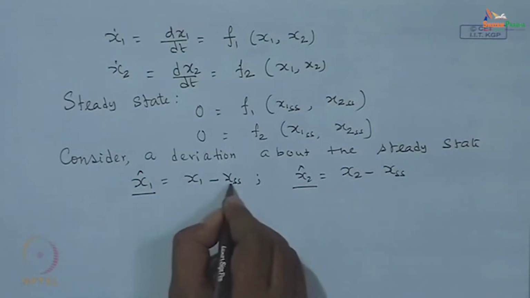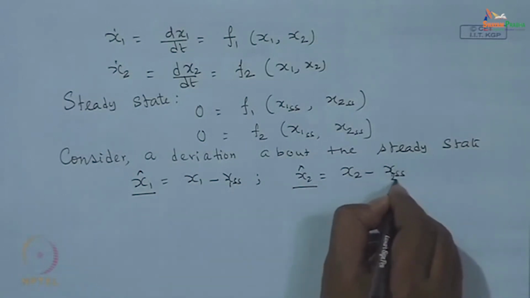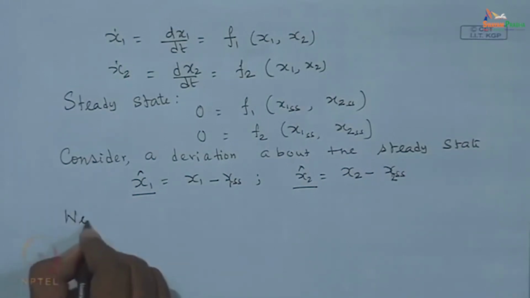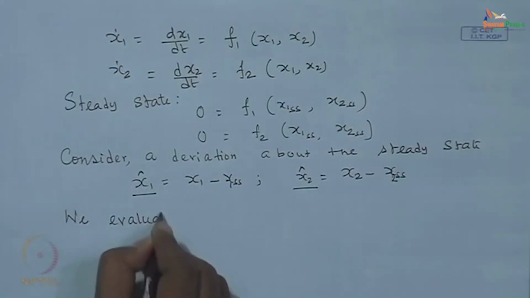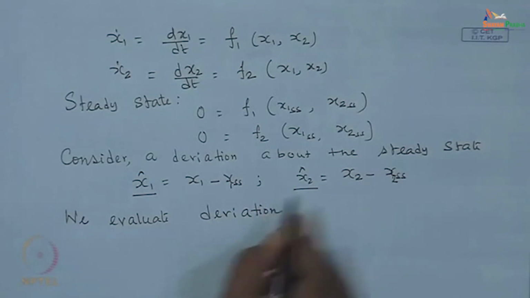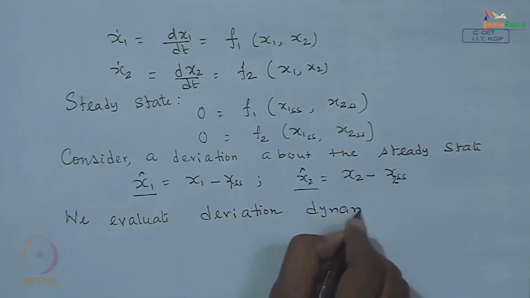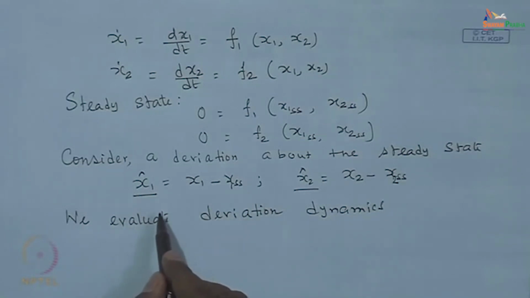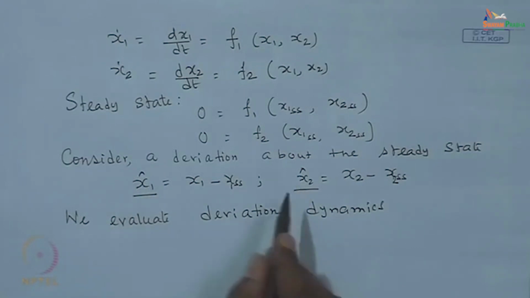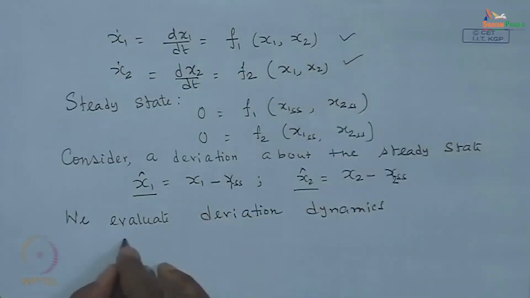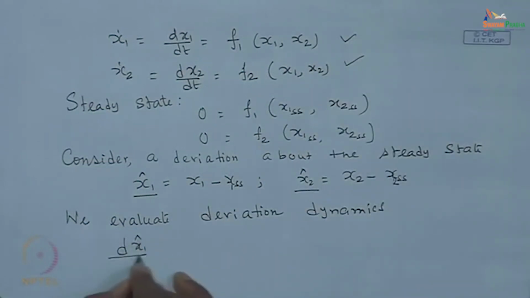This will be x1 minus x1 steady state, x2 minus x2 steady state. So, to evaluate the deviation dynamics, how to evaluate that? We write all the governing equations in terms of x1 hat and x2 hat. So, therefore, we can write these two equations as dx1 hat dt.